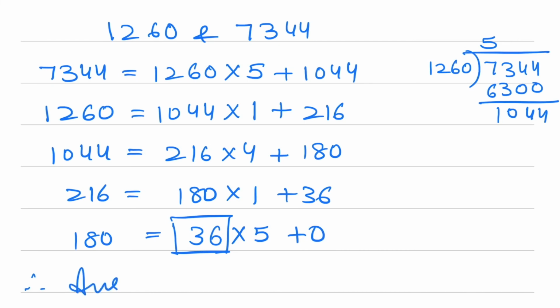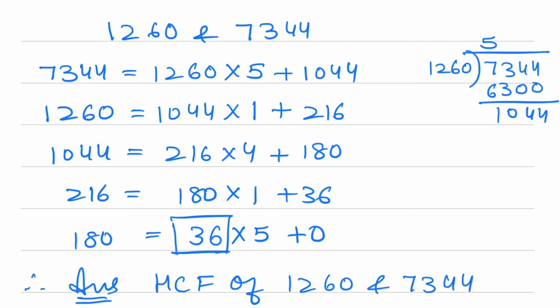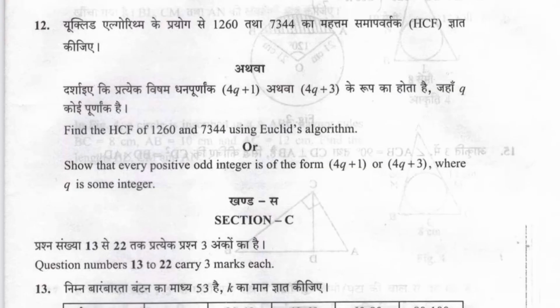Therefore answer: the HCF of 1260 and 7344 is 36. We have a choice in this 12th question. So the other question is, we have to show that every positive odd integer is of the form 4q plus 1 or 4q plus 3, where q is some integer.